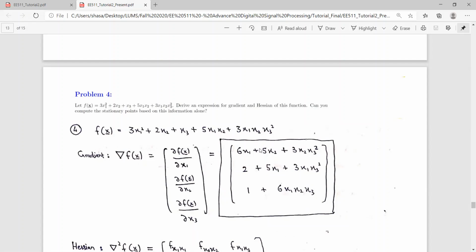We equate these individual expressions to 0, and then we find the values of x1, x2 and x3 here, or x1 and x2 in a 2 variable function maybe, and we find the stationary points. And the next step is to find if those stationary points are saddle points or minima or maxima, but that is something you have already seen.